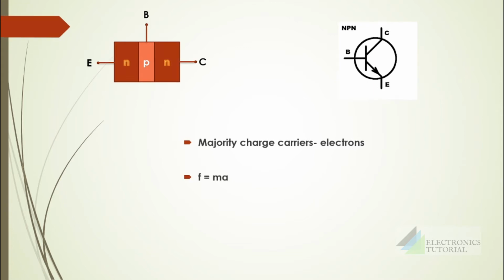According to Newton's second law, force is equal to mass into acceleration. We can see acceleration and mass are inversely proportional. An electron has got a lower mass. Thus, it indicates that it can move with a greater acceleration. So, NPN transistors are mostly preferred than PNP transistors.